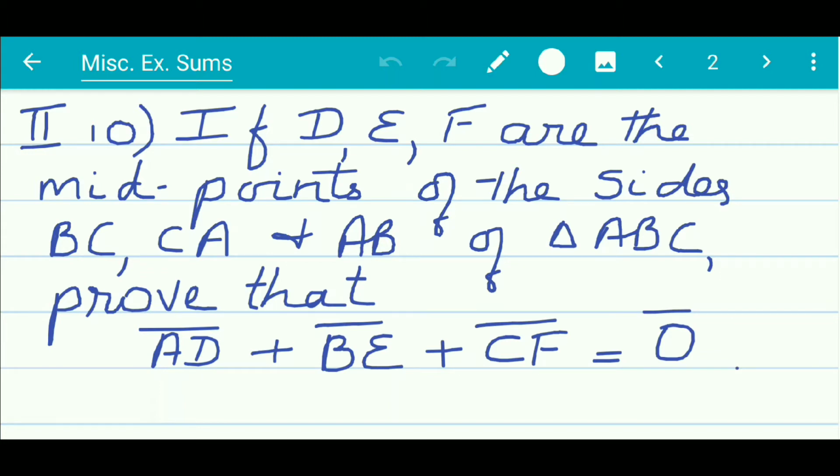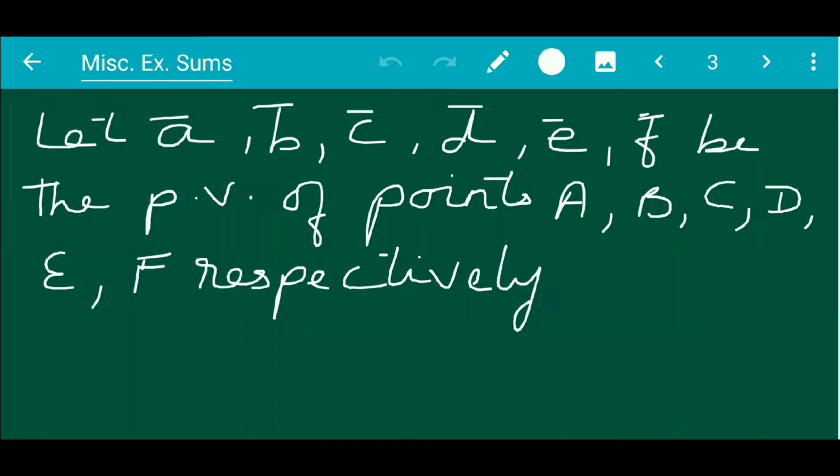The question is, if D, E, F are the midpoints of the sides BC, CA and AB of triangle ABC, then prove that the sum of these vectors, that is vector AD plus vector BE plus vector CF is equal to 0. Now suppose A bar, B bar, C bar, D bar, E bar and F bar are the position vectors of the points A, B, C, D, E and F respectively.